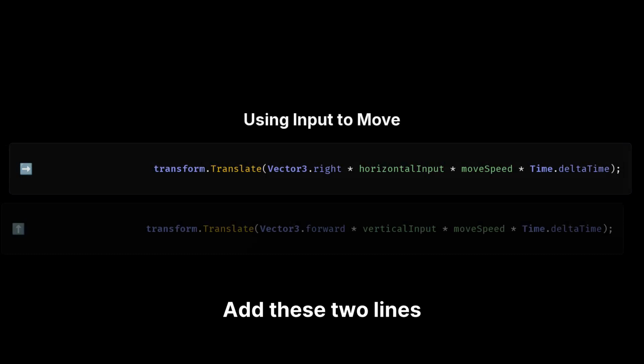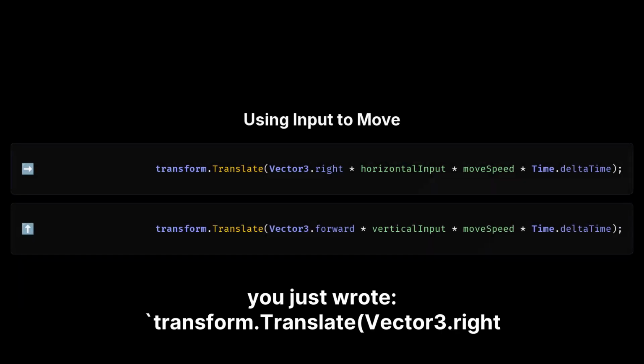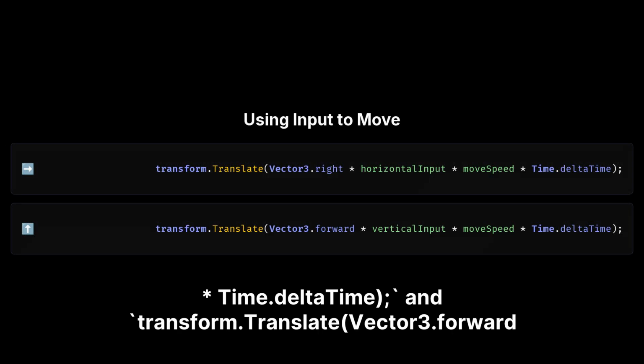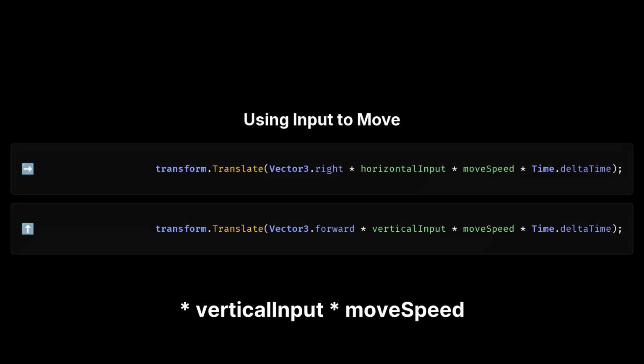Now we can use these inputs to control our movement. Add these 2 lines right below the ones you just wrote. Transform.Translate(Vector3.right * horizontalInput * moveSpeed * Time.deltaTime), and transform.Translate(Vector3.forward * verticalInput * moveSpeed * Time.deltaTime). This is just like before, but now we're multiplying the movement by our input. If you're not pressing any keys, the input value is 0 and the cube stays put.